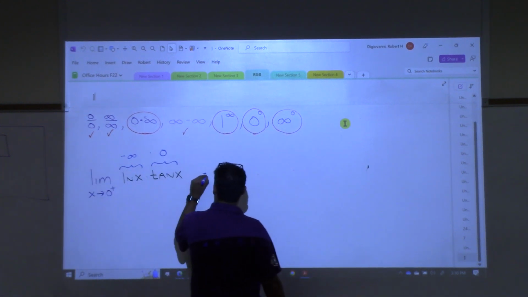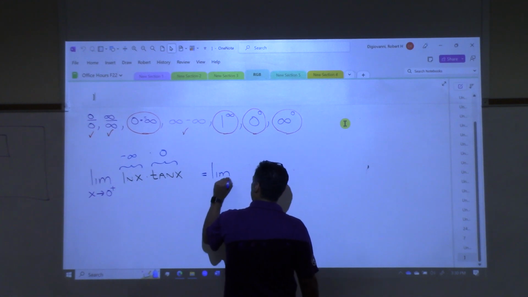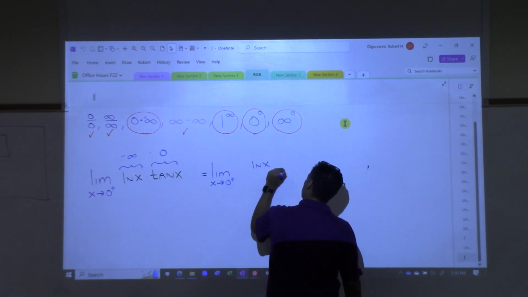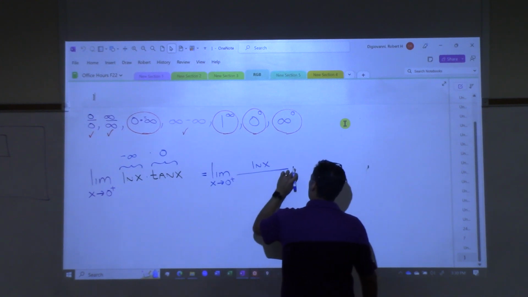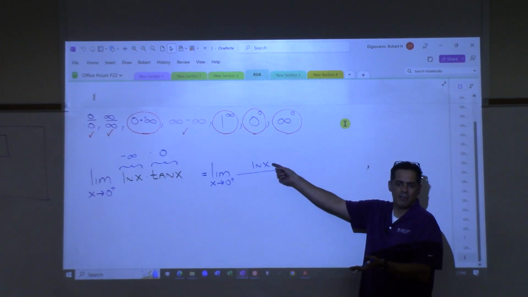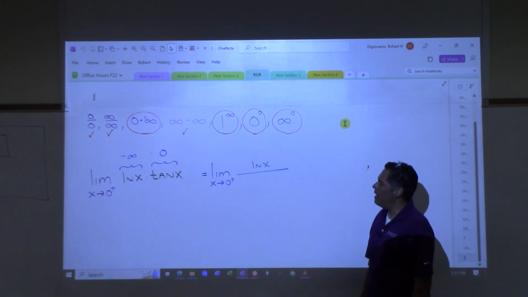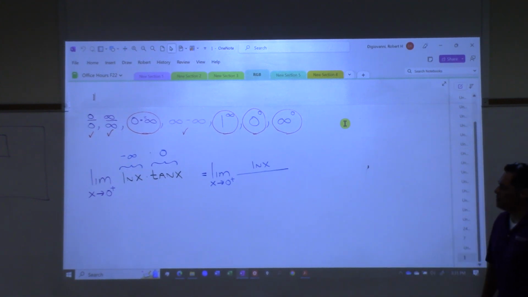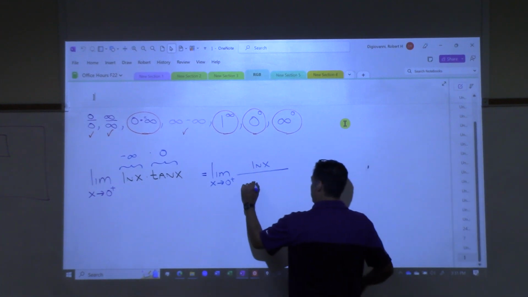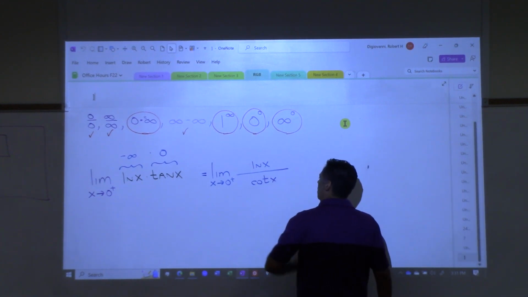So let's rewrite it, right? This is not L'Hopital. This is just me rewriting it. I'm going to leave the natural log on top. Another reason I like the natural log on top is because that derivative is just 1 over x, right? So that's very clean. If I drop tangent to the bottom, what does it become? 1 over tangent, so I could write cotangent, couldn't I? On the bottom instead of 1 over tangent? What do y'all want to do? 1 over tangent or cotangent? Totally up to you. Let's do cotangent of x.